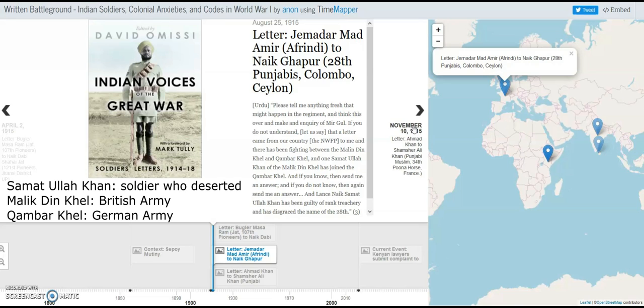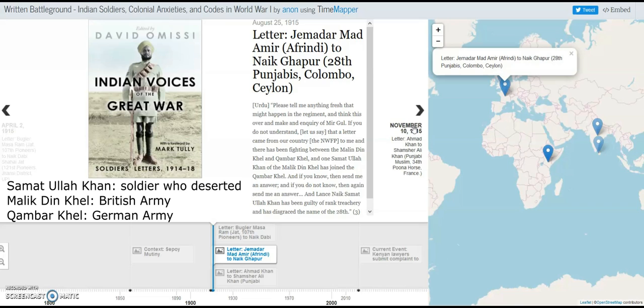of 1857. Since this letter has a lot of moving parts, I'm going to include a key to what each name stands for as I read it aloud, and please feel free to refer to it on screen as I read the letter for context. In Urdu, the author writes, "Please tell me anything fresh that might happen in the regiment, and think this over, and make an inquiry of Mir Gaul.